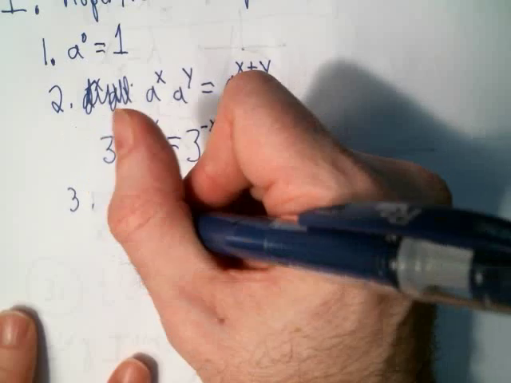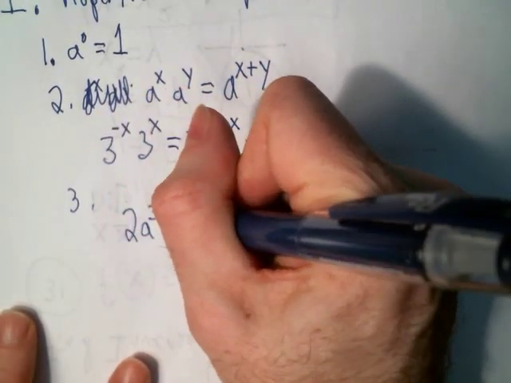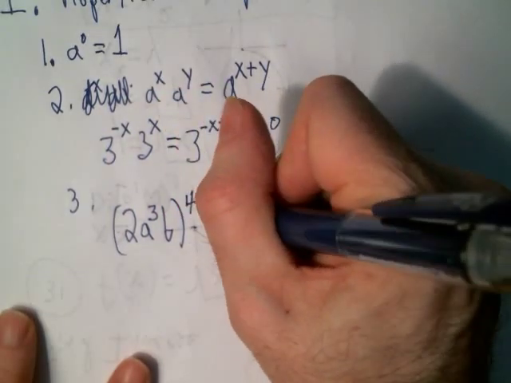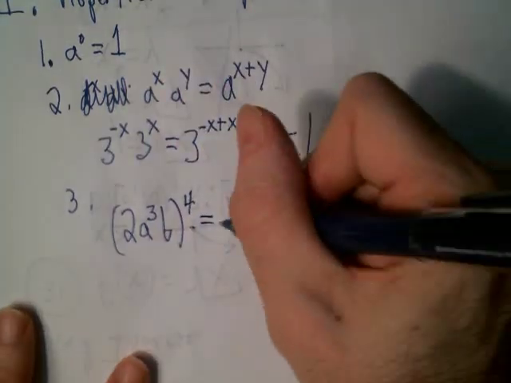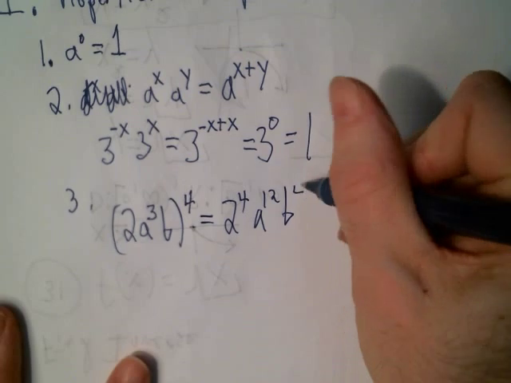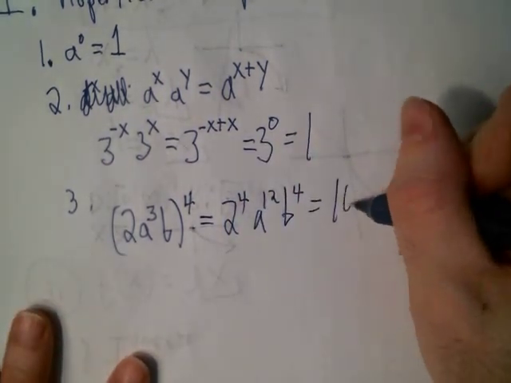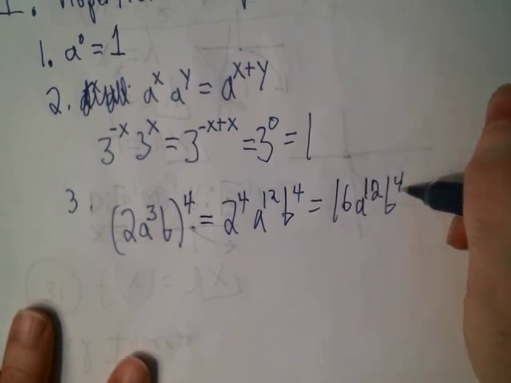I forget what they call this rule, but it looks something like this. You have 2a cubed b, and then you raise it to a power out here, maybe the 4th. Essentially, it works kind of like a distribution. You'll then have 2 to the 4th, a to the 12th, b to the 4th. 2 to the 4th, 2 times 2 is 4, times 2 is 8, times 2 is 16, a to the 12th, b to the 4th.